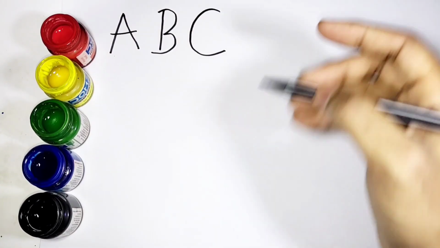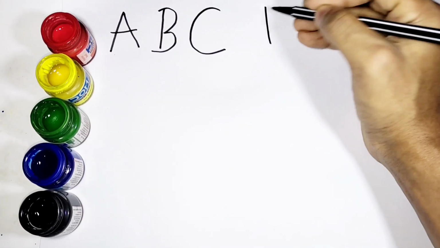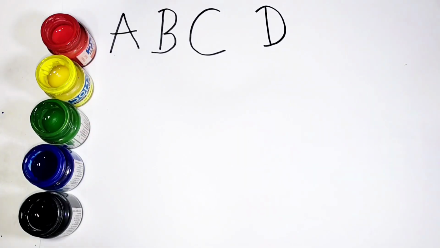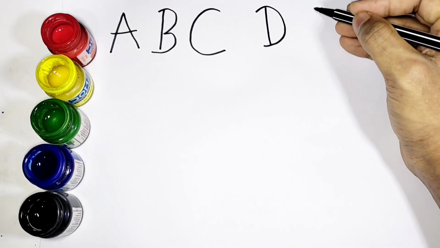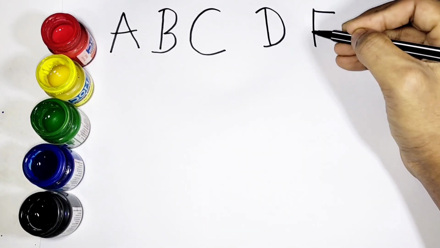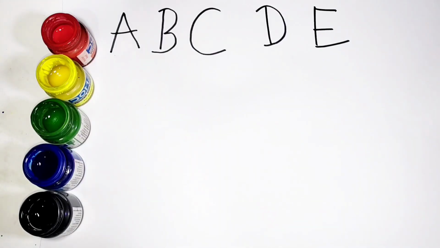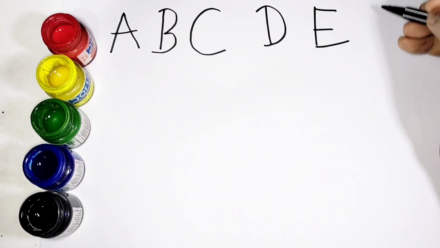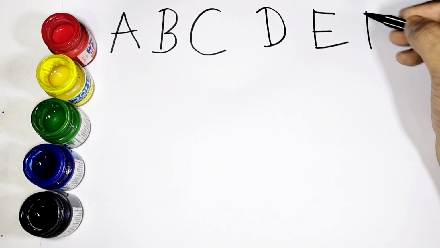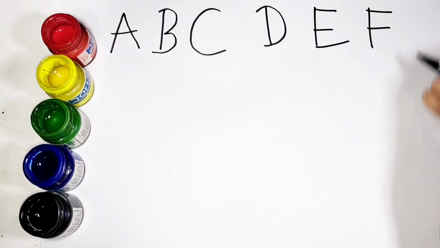And the next one is D. D for dog, D for doll. Kids, the next one is E. E for egg. F for fish, F for fan.